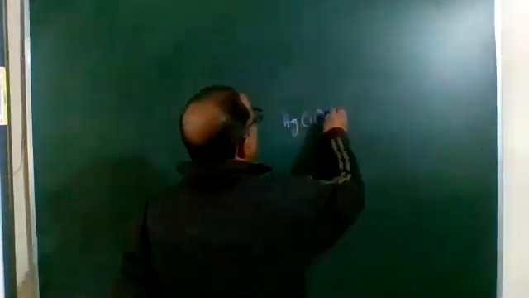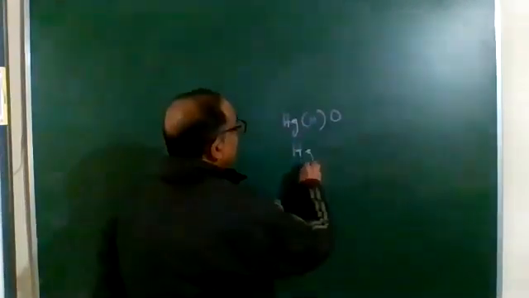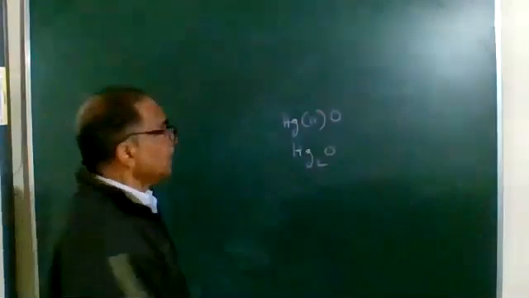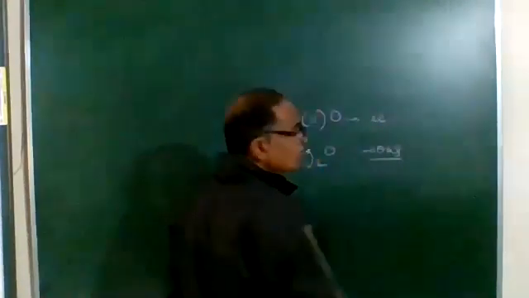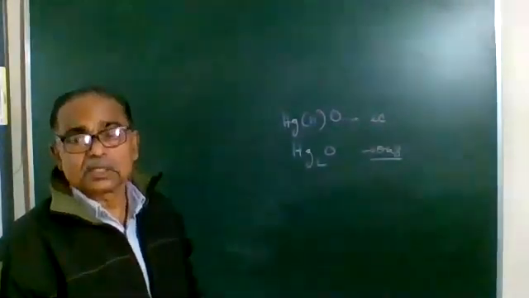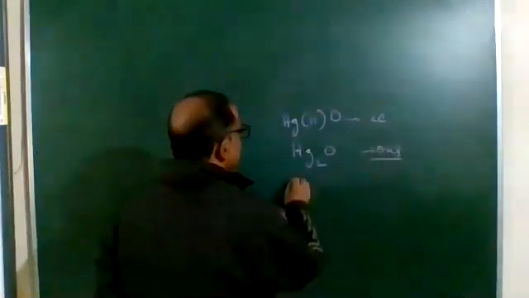So in case they ask you about mercury(II) oxide, that means it is clear that it is HgO. Understood? And when mercury's valency is 1, it is Hg2O. Understood? So when the valency is maximum, then it is mentioned as -ic, and when it is minimum, then it is mentioned as -ous. That is cuprous, cupric, ferrous, ferric, mercurous, mercuric.